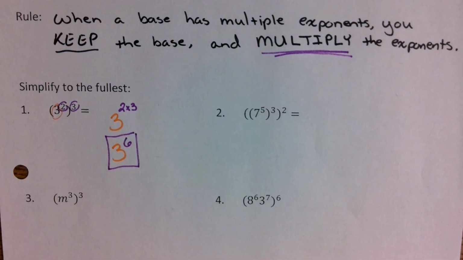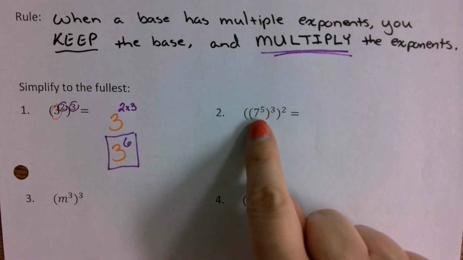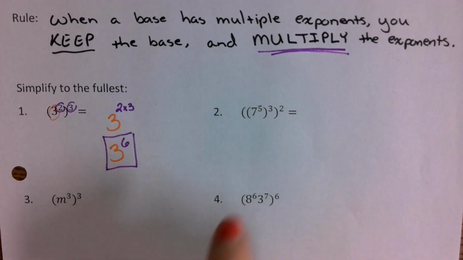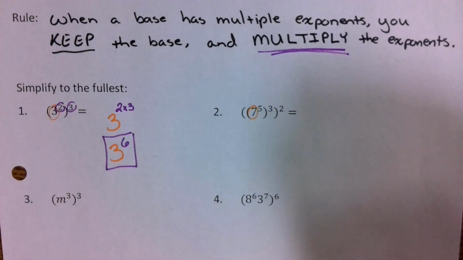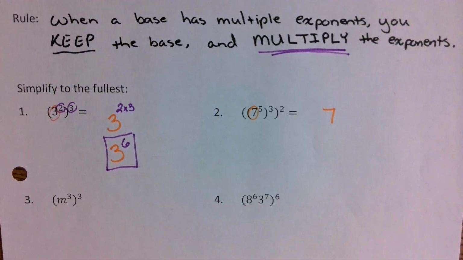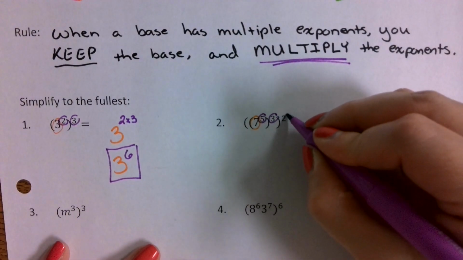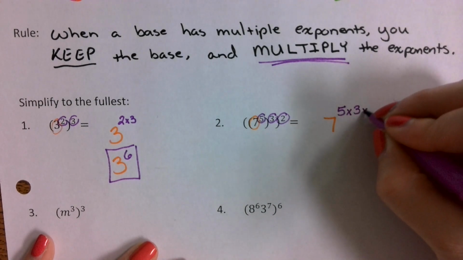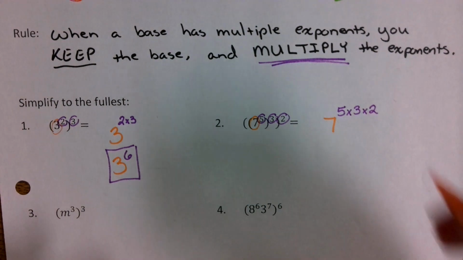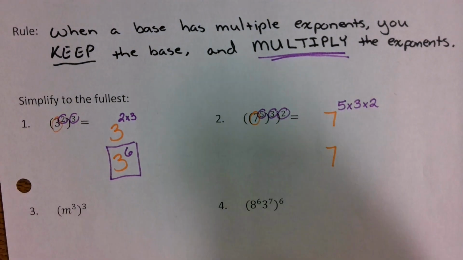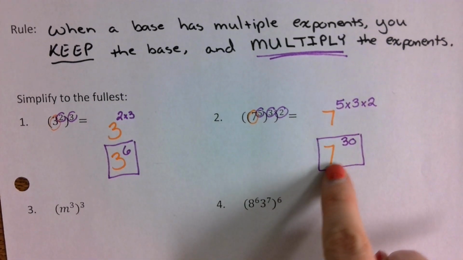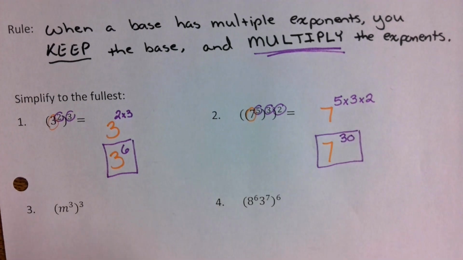Okay, and now it doesn't have to just be a base with 2 exponents. It could be a base with 3 exponents. So we have 7 to the 5th, to the 3rd, to the 2nd. That means our base is that 7, right? And now we've got 5, 3, and 2 as the exponents, so we're just going to multiply 5 times 3 times 2. That's going to come out to 7 to the 30th power. Again, all you're doing is keeping your base, and then you're multiplying your exponents here.